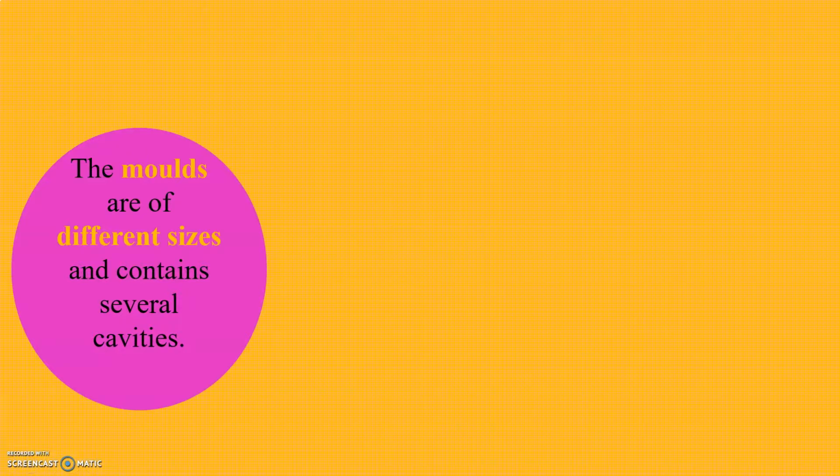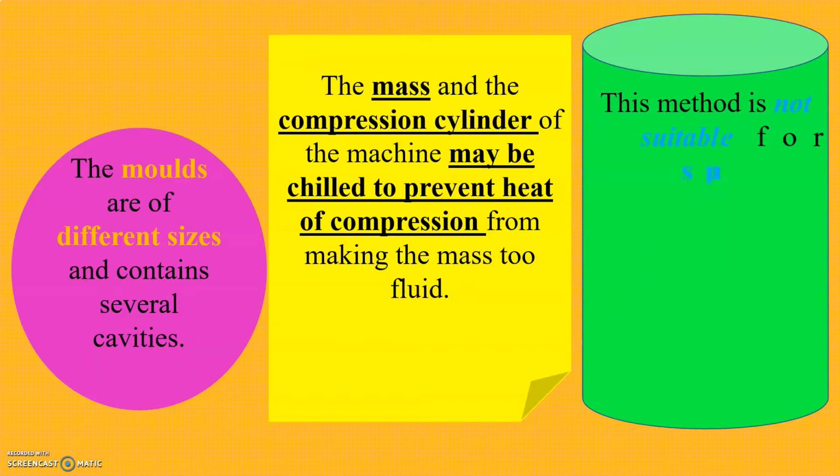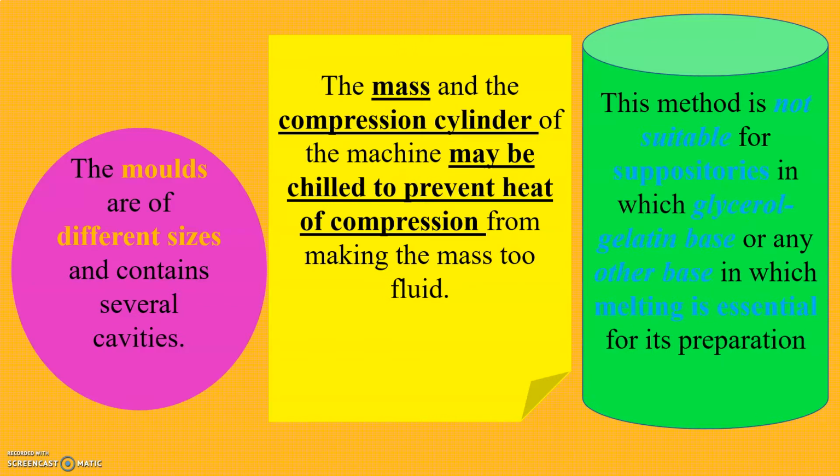The molds are of different sizes and contain several cavities. The mass and the compression cylinder of the machine may be chilled to prevent heat of compression from making the mass too fluid. This method is not suitable for suppositories in which glycerol gelatin base or any other base in which melting is essential for its preparation.